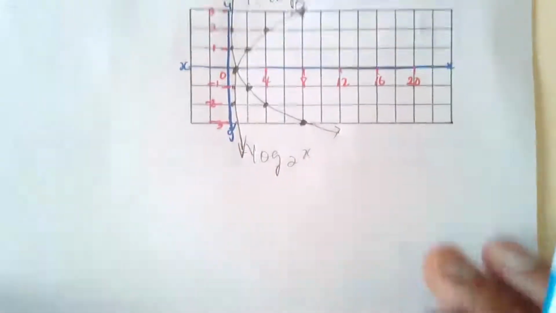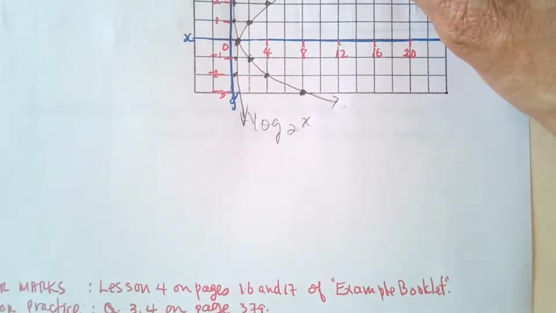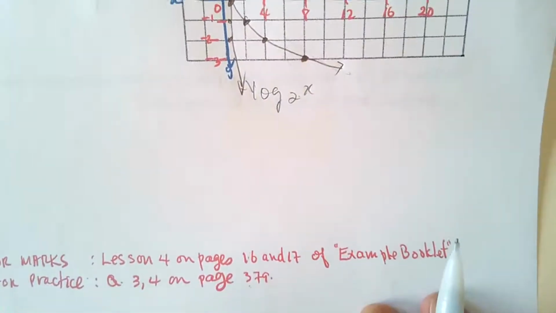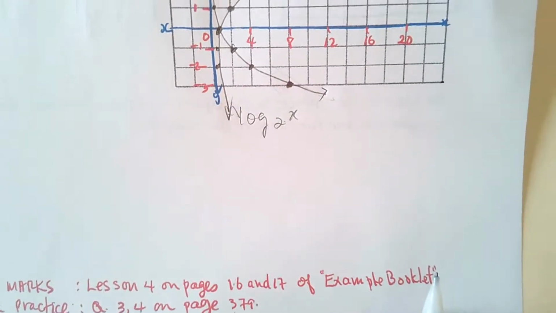So you'll want to try out practice questions 3 and 4 on page 379 in lesson 4 in your booklet.